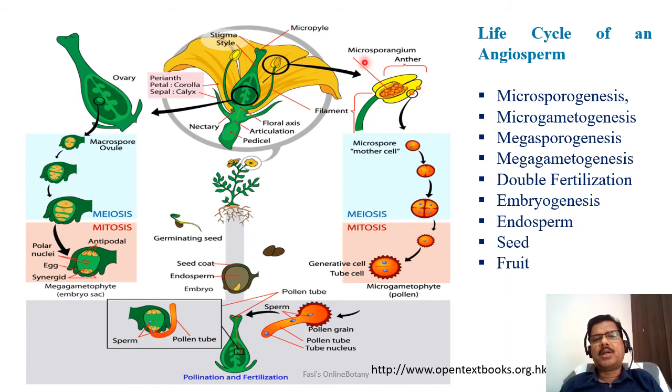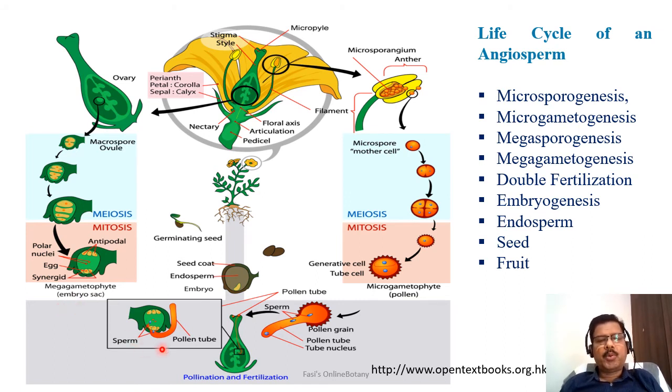Anthers are nothing but the microsporangia, which produce the microspore mother cells. After meiosis, it produces the microgametophyte through microgametogenesis, and germination of the pollen grain with the two male nuclei forms the male gametophyte, whereas here is the ovary with ovules, macrospore, then meiosis, formation of the megagametophyte, that is the embryo sac.